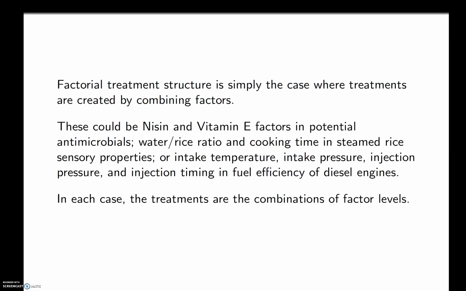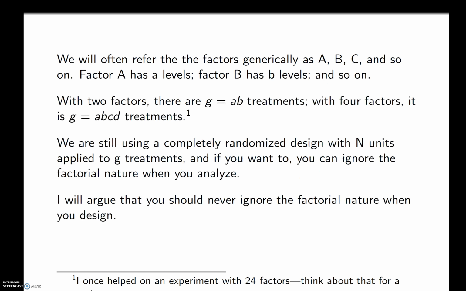So a factorial treatment structure is simply one where we have treatments that are created by a combination of factors. This could be various things that he lists here. I think we can all think of examples of this, but in each case, the treatments are just combinations of factor levels. So when we refer to factors from now on, we're going to refer to them as factor A, B, C, or maybe by their name.